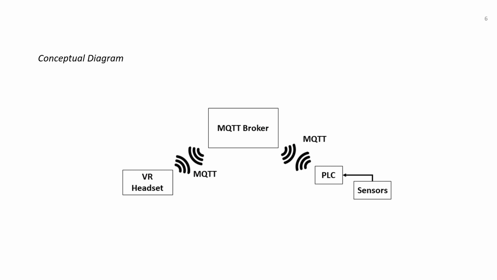The third part is the MQTT broker. The broker will serve as a central hub for communication between the data acquisition setup and the visualization. It will receive the published data from the PLC, and the VR headset will be subscribed to retrieve this data, which will allow for the real-time visualization of the health of the machine.